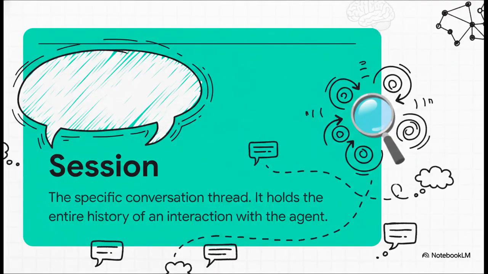First up, we have the session. The easiest way to think about this is that it's just the container for one unique conversation. So every time you start a new chat, you're creating a new session. It holds the entire history of that specific interaction, which is crucial for giving the agent the context it needs to have a coherent conversation.